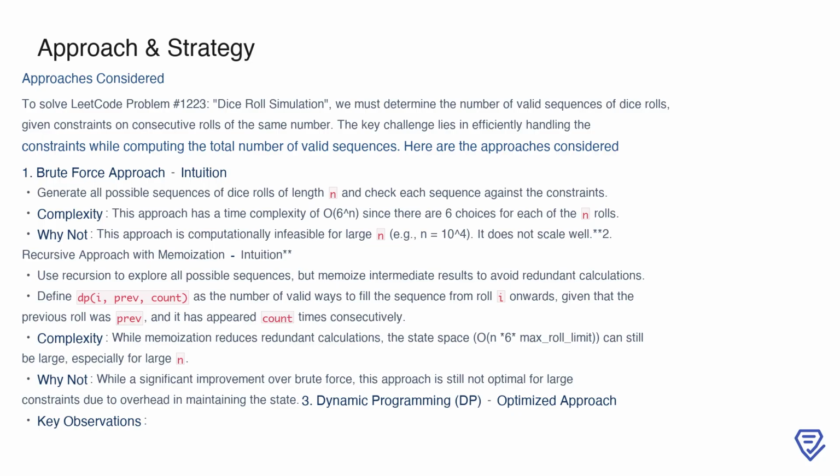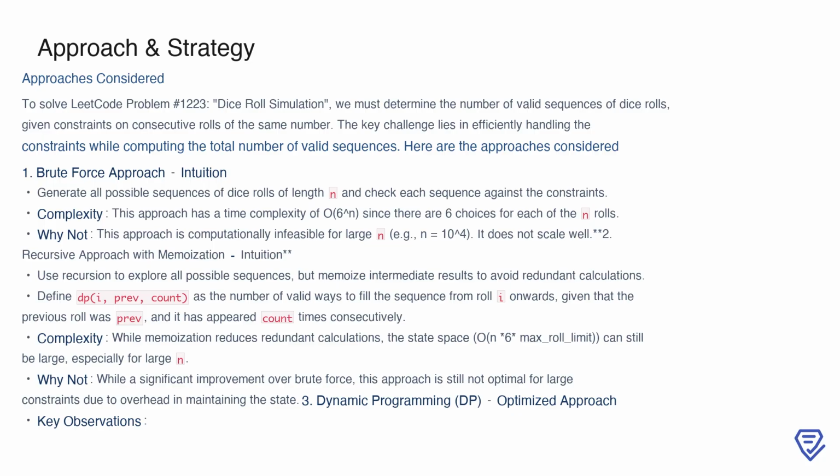Next, we explored a recursive approach with memoization. Instead of generating all sequences, we use recursion to calculate the number of valid sequences while storing intermediate results to avoid redundant calculations. We define a state dp[i][previous][count] that represents the number of valid ways to complete the sequence starting at roll i, given the previous roll was previous and it has been rolled count times consecutively. While this approach reduces redundant work compared to brute force, the state space scaling with n, the 6 dice faces, and the maximum roll limit can still be quite large. Additionally, the overhead of recursive calls makes it less efficient for very large constraints.